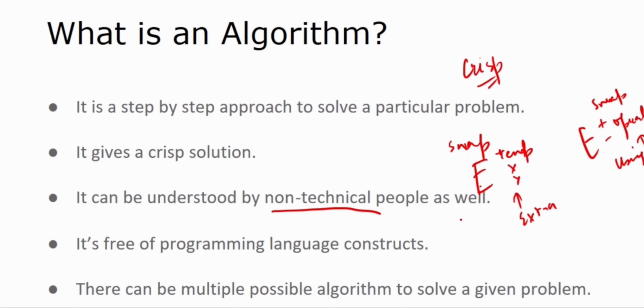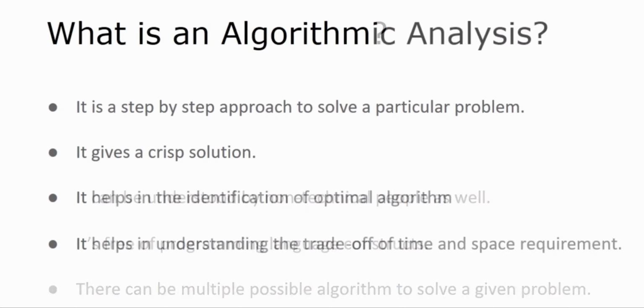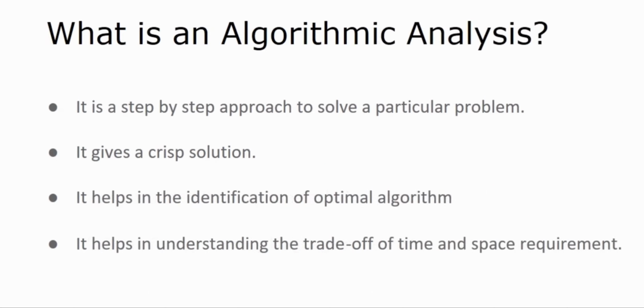Which one do you think is the efficient approach? Obviously, here you're using an extra variable and here you're not using any extra variable. So this seems to be a better approach. And obviously, it should be understood by a non-technical person. You should not be using language-dependent code. It should be language independent.